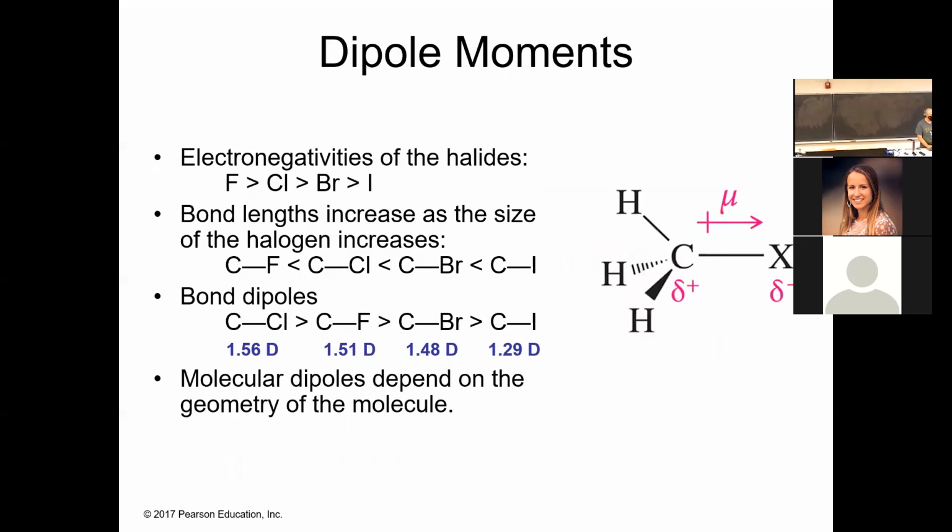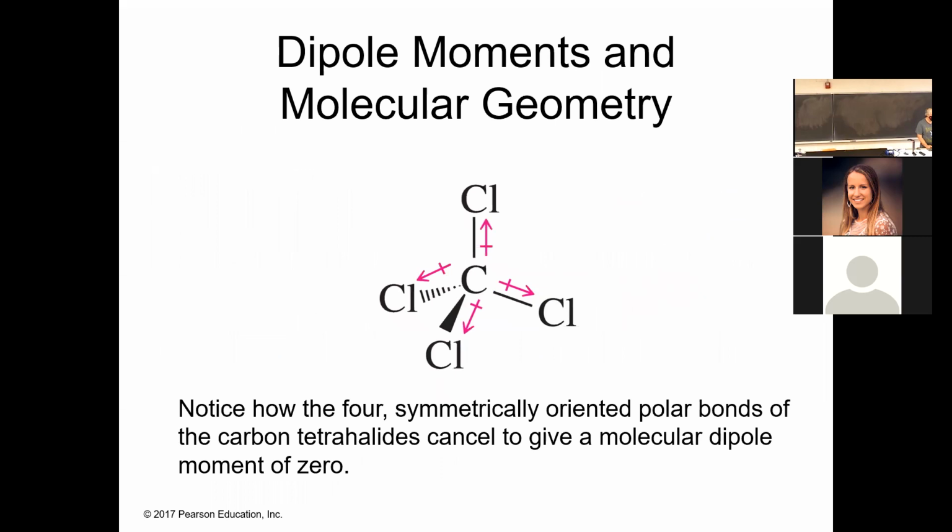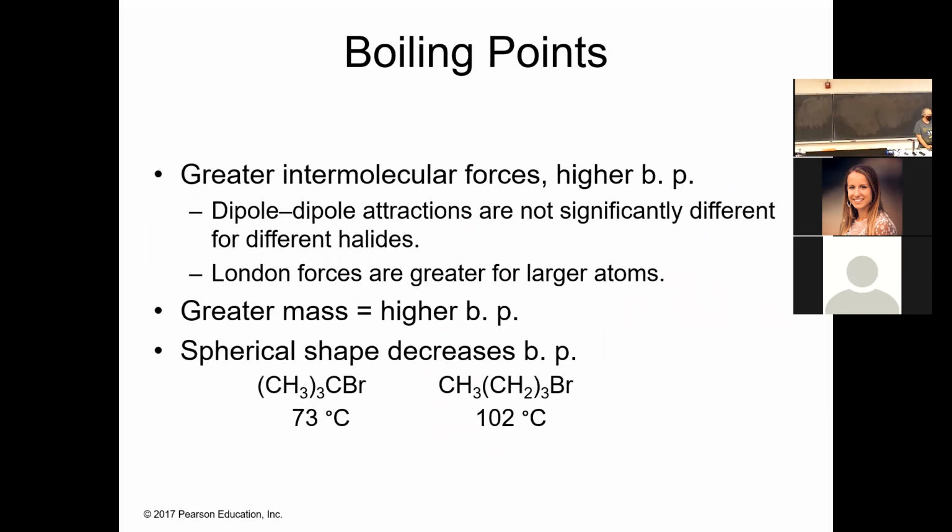Because of the dipole moments, this gives rise to the characteristic reactivities. Carbon tetrachloride, although it has polar bonds, these all cancel each other out, and so the molecular dipole moment is 0. Again, moving quickly, I covered most of this last time. Branching of the carbon chain will lower the boiling point.